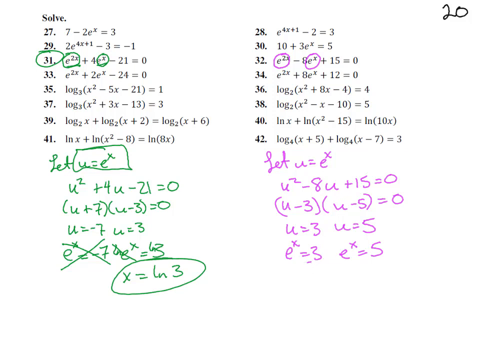So we just do a, how do we undo e to the? We log base e both sides. That's ln of both sides. And we get x equals ln of 3 and x equals ln of 5. So we get 2 answers on that one. Good.